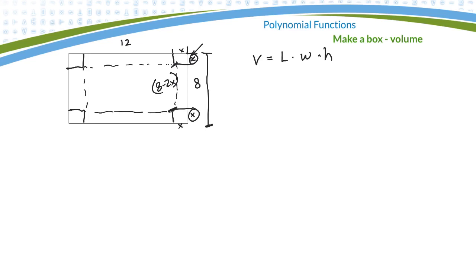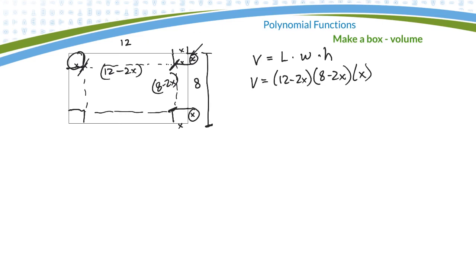And then the length of my box will be from here to there. And that's going to be 12, the whole distance, minus the 2x's. So 12 minus 2x. And then the height of the box, because I'm folding these corners in, is just going to be x. So if I plug this in, the length is 12 minus 2x, the width is 8 minus 2x, and the height is just plain x. There I get a polynomial that describes the volume of a box, based on x.